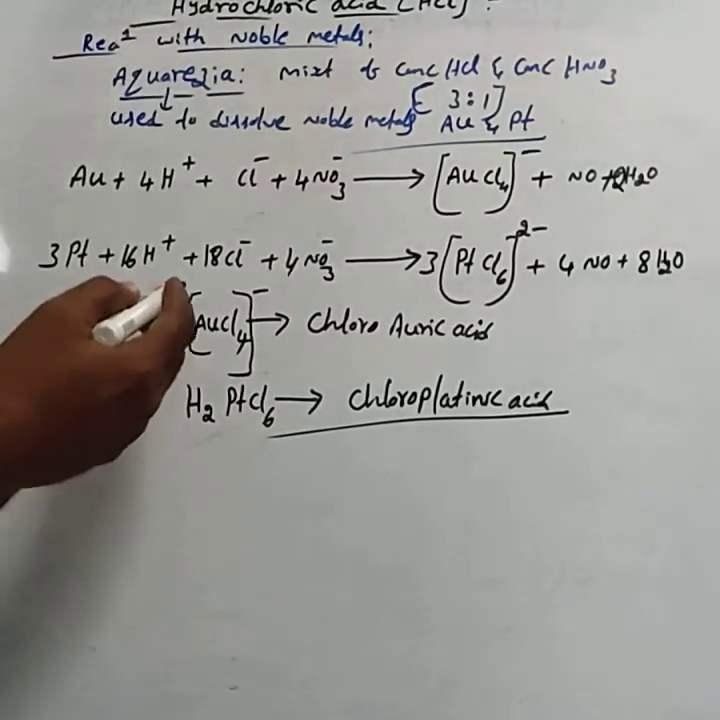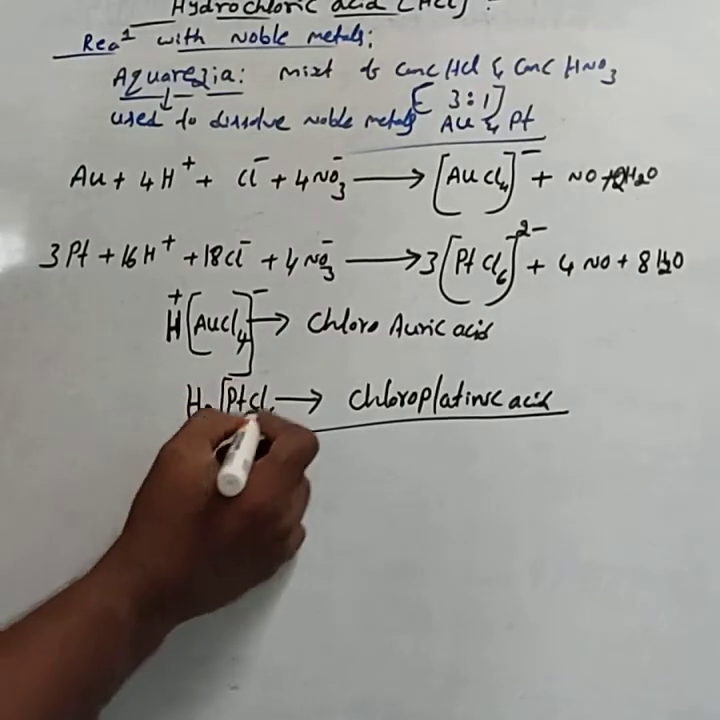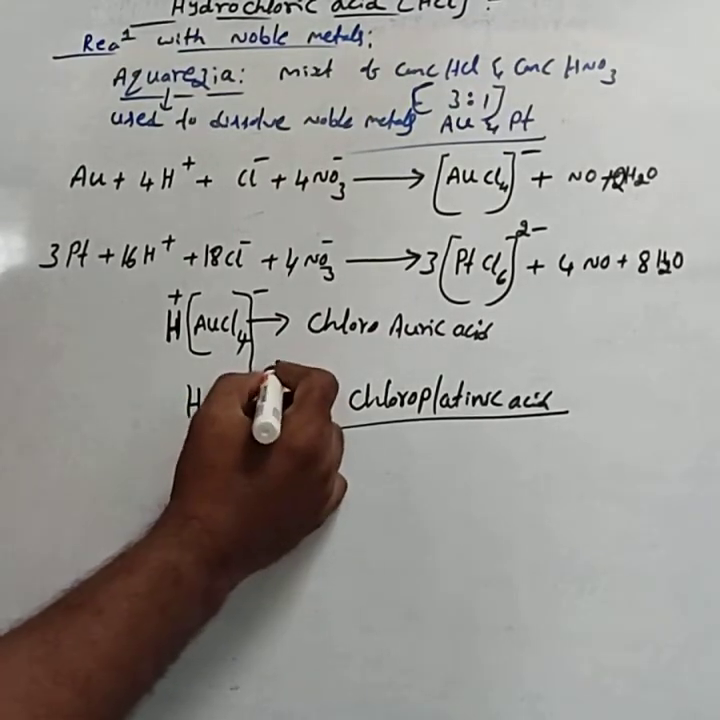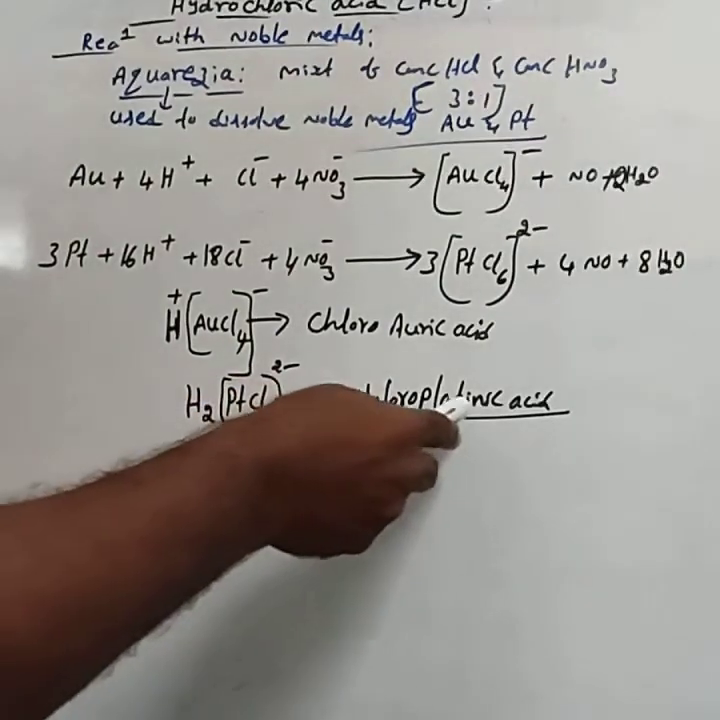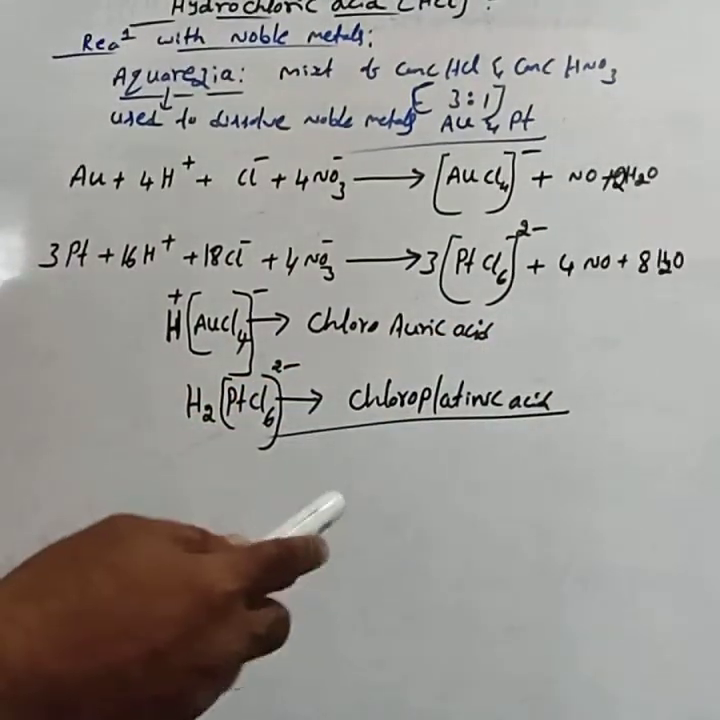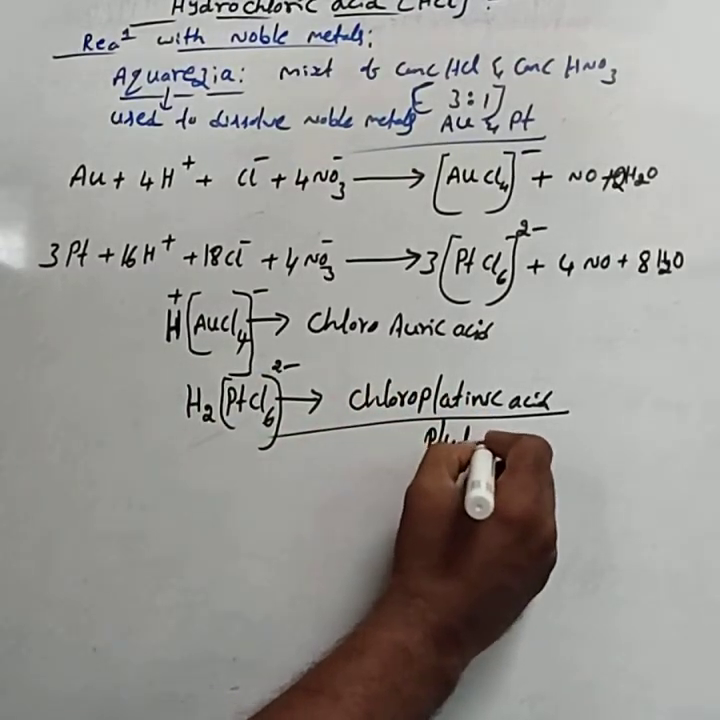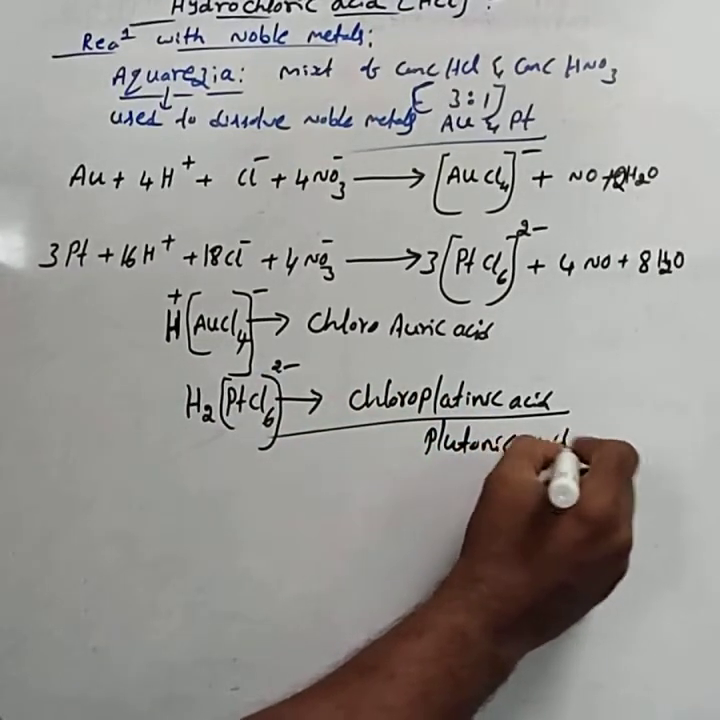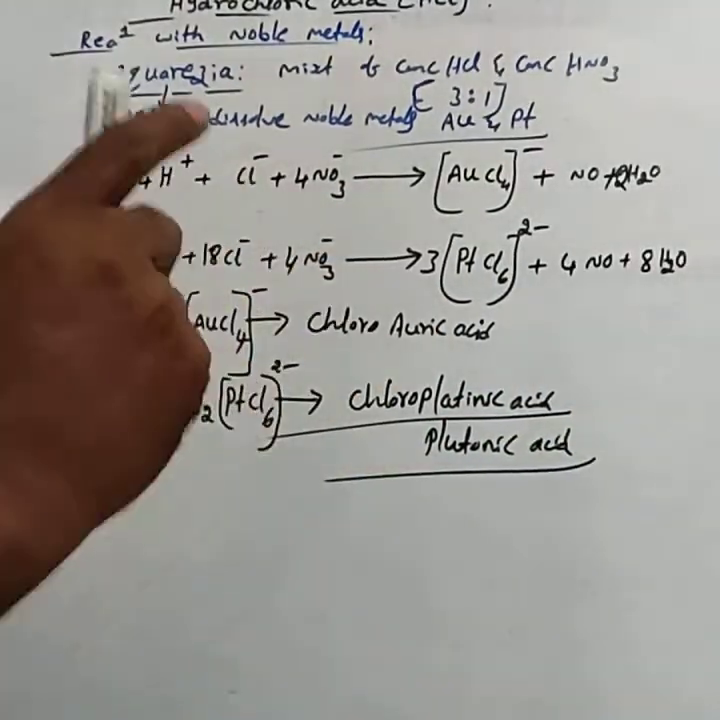This is the gold and platinum. If you remove this H2, you get H2PtCl6 2 minus. Some books consider it chloroplatonic acid. Also, you can take chloroplatinic acid, either platonic acid or platinic acid.